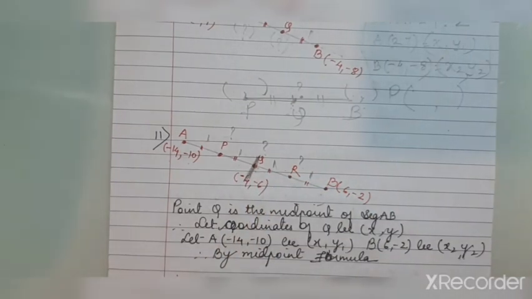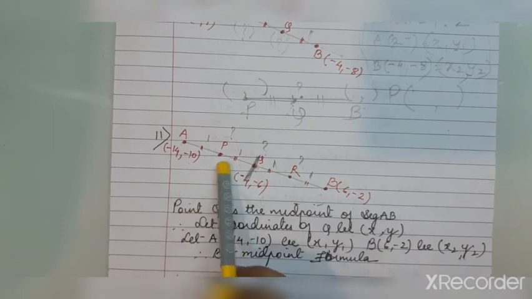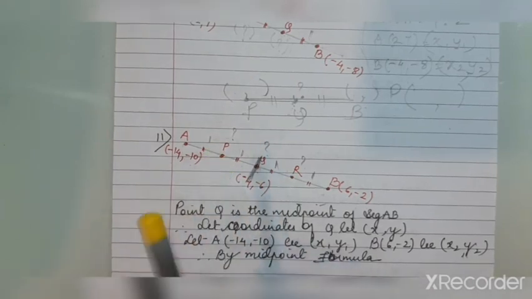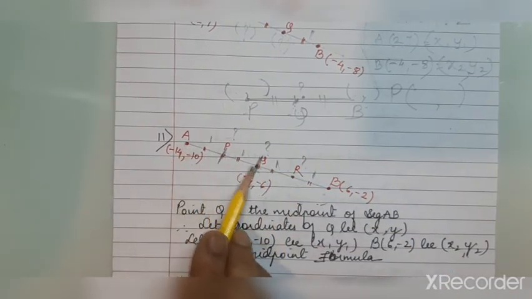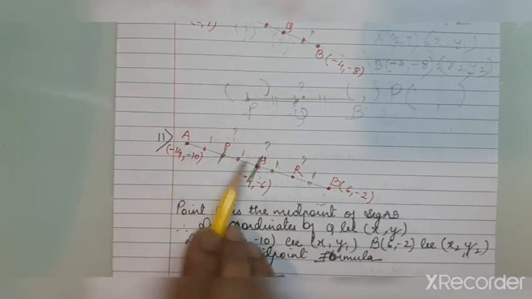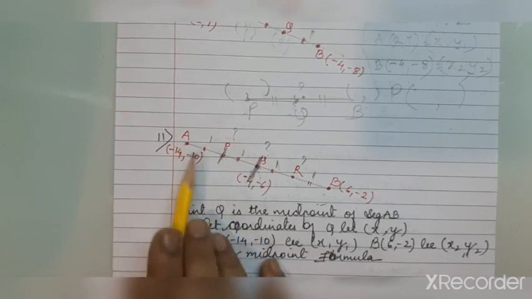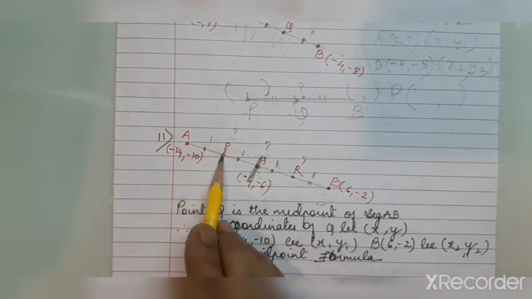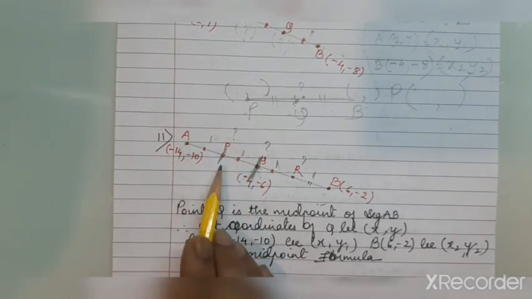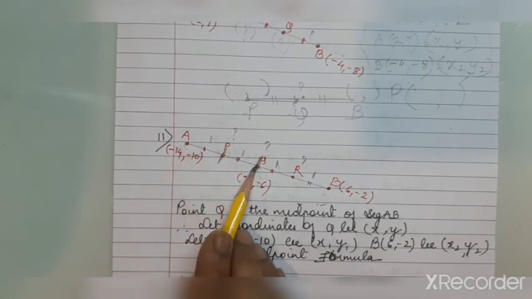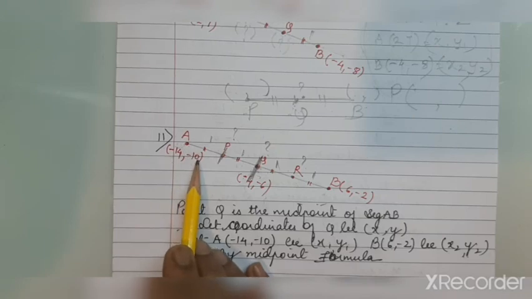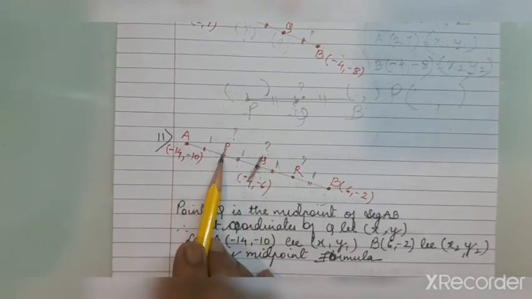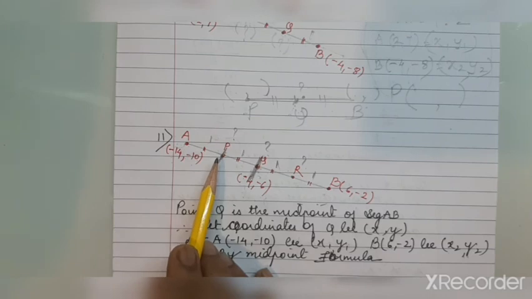Now you observe again, when we have to find P and R. This point P is acting like a midpoint between A and Q. If you see the distance from P to A and from P to Q, it is the same. So P is the midpoint of AQ. Remember, P is the midpoint of AQ. Q's coordinates we have calculated just now. So A becomes x1, y1 and Q becomes x2, y2, and we can find P by the midpoint formula.